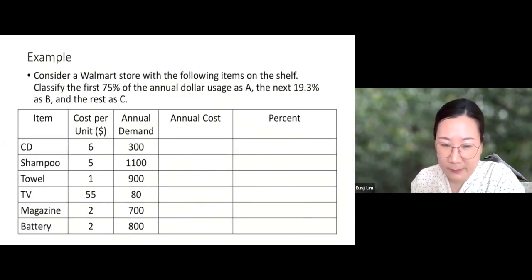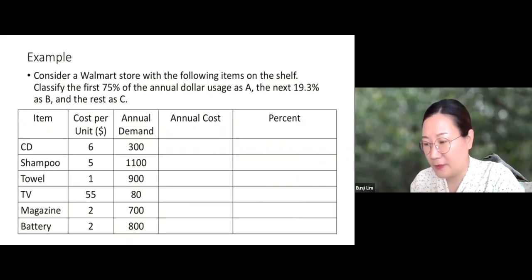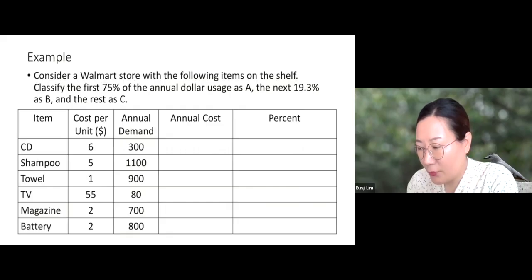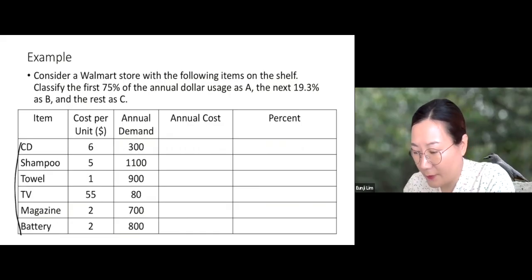So let's take an example. I want to show you how to identify A, B, C items. Consider a Walmart store with the following items on the shelf. Classify the first 75% of the annual dollar usage as A, the next 19.3% as B, and the rest as C. So we have the list of items on the shelf, and we have the cost per unit.